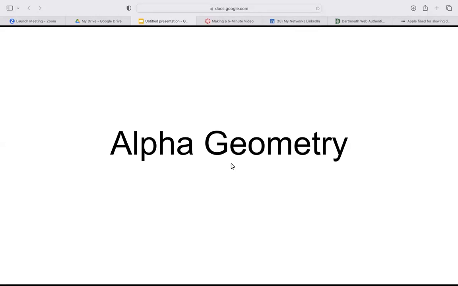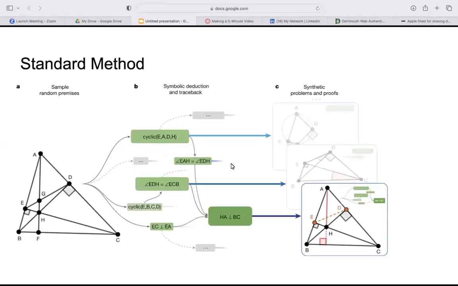So how does AlphaGeometry work? AlphaGeometry works by combining traditional and novel AI methods in order to solve geometry problems. So first, let's start with the traditional standard method.